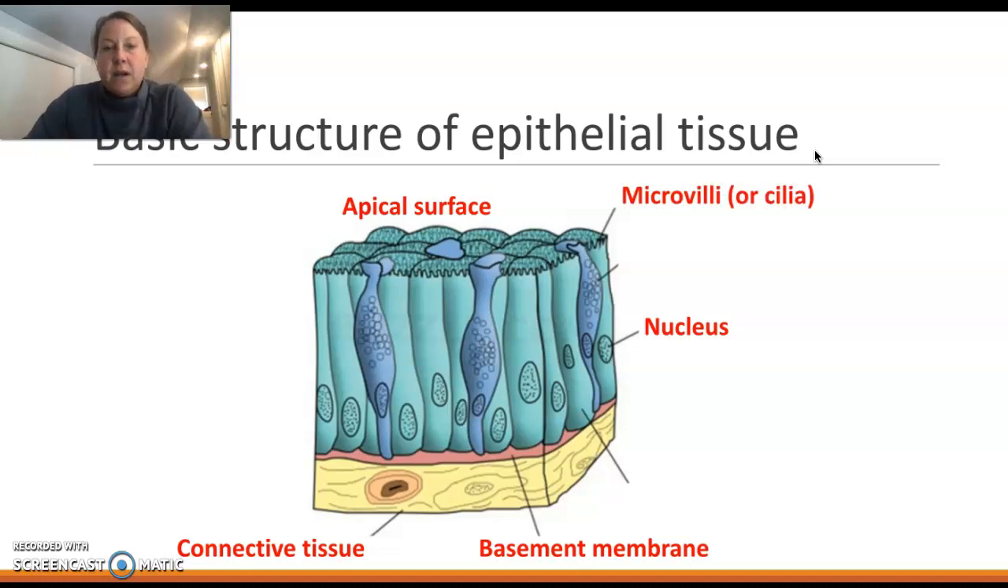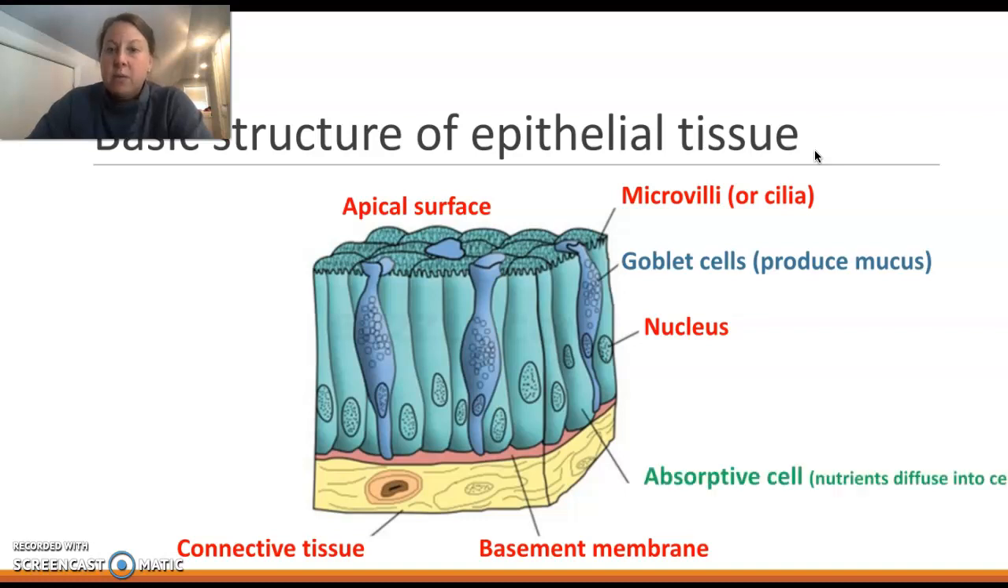On some, we'll see the microvilli or cilia, as we'll usually call them. Then depending on the type of epithelial tissue, there could be goblet cells. Goblet cells are going to produce mucus. If we think of the lining of our stomach, there are all sorts of different cells in there that produce mucus, and then absorptive cells as well. That allows nutrients to diffuse into cells.